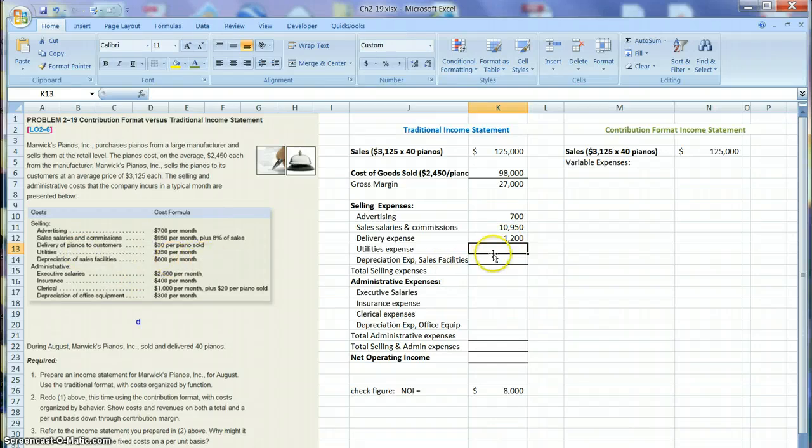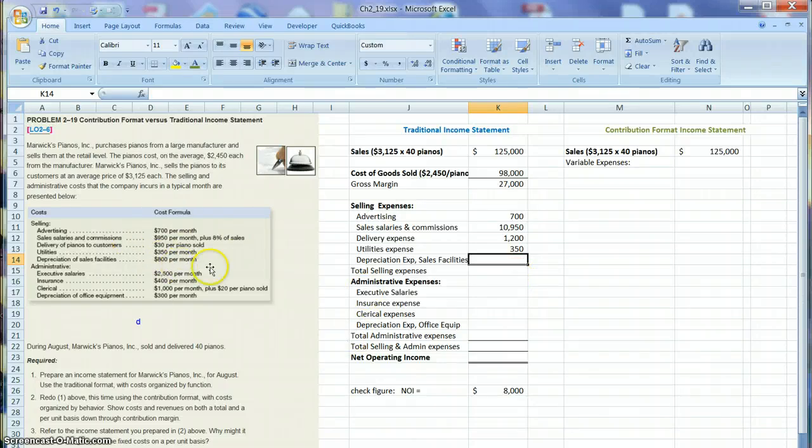Utilities expenses are going to be a flat $350 per month. Okay, does it come out to $350 every month? Probably not, but this is what we would expect, a contract rate, a fixed amount. Again, the word per month triggering fixed in your mind.